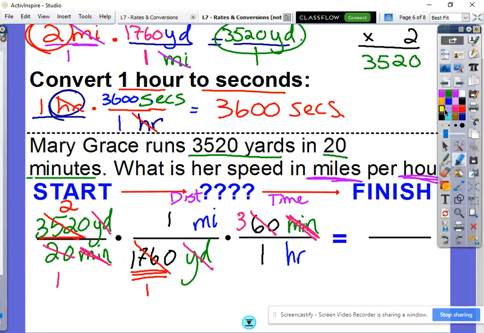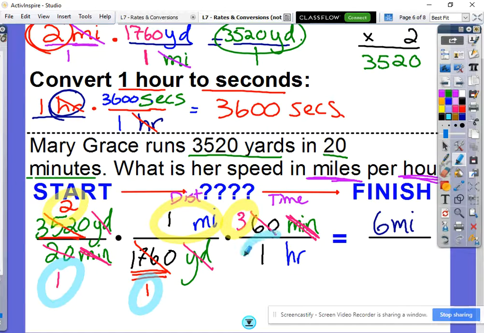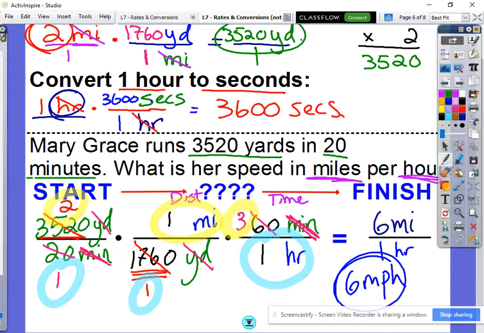Don't get lost in all the different work here. We have 2 times 1 mile, so that's 2 miles. 2 miles times 3, so that leaves us with 6 miles right here on top. 2 times 1 times 3, 6 miles. On the bottom, once again, don't get lost in all of it. We have 1 times 1 times 1 hour. Not very difficult. 1 times 1 times 1 gives me 1 hour. So our speed here is 6 miles per hour. That's how fast Mary Grace is running or walking, whatever that might be.